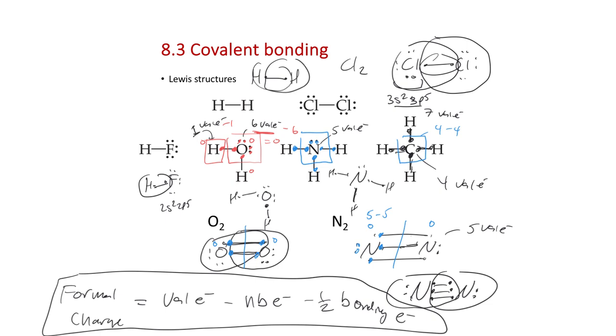Now let's go back through CH4. Say I'm calculating for hydrogen. Hydrogen's valence count is 1, and it has 0 non-bonding electrons. Then this bonding pair has 2 electrons. If you're not drawing the box and you're using the equation, you take 1/2 times the 2 bonding electrons. So that would be 1 minus 1, and that equals 0 for hydrogen.